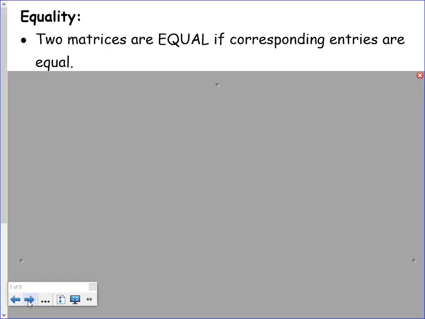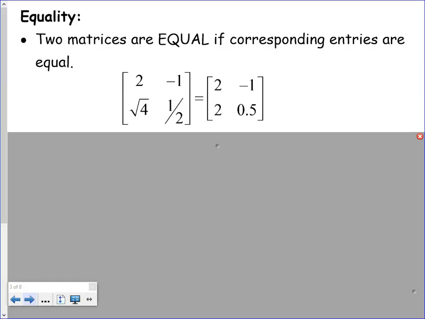Okay, so first thing we want to talk about is matrix equality. Matrix equality is a very basic idea, which says two matrices are equal as long as their corresponding entries are equal. It just means they're the same matrix. In order to be equal, you'd have to have the same order, so that you had the same number of entries in each matrix, and then all of those entries were the same. Here's an example of two matrices that are equal.